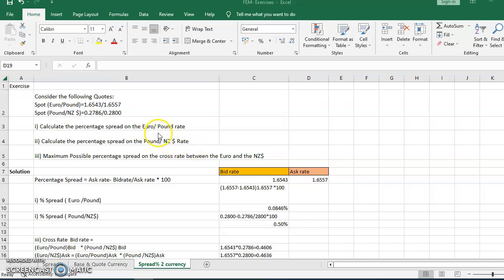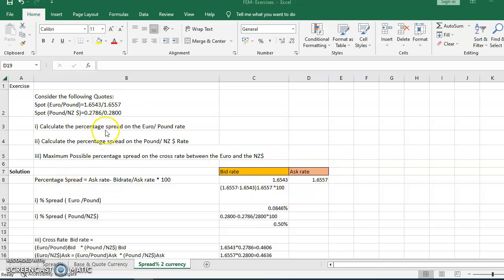Between these two, pound is a popular currency, whereas euro and New Zealand dollar are unpopular currencies. Now we have understood what a bid rate and an ask rate are. So if we go by spot euro over pound, the bid rate is 1.6543 while the ask rate is 1.6557. That is what has been taken over here.